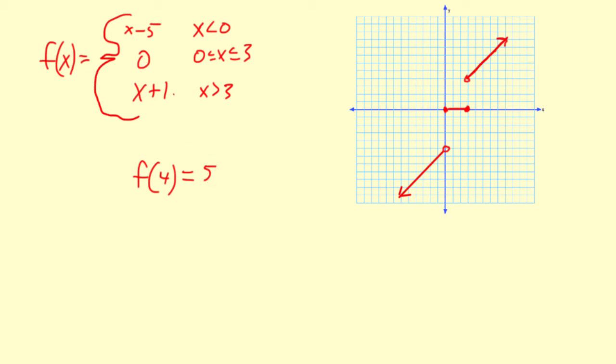Well, let's look at the equation perspective. What you want to do is look at these intervals and then check the inequalities and see if 4 satisfies any of the inequalities. So is 4 less than 0? Nope, that's not true. Is 4 between 0 and 3? No, but 4 is greater than 3. So that tells you that you're going to use this piece right here, the x plus 1. So you get f of 4 equals 4 plus 1, which is 5.